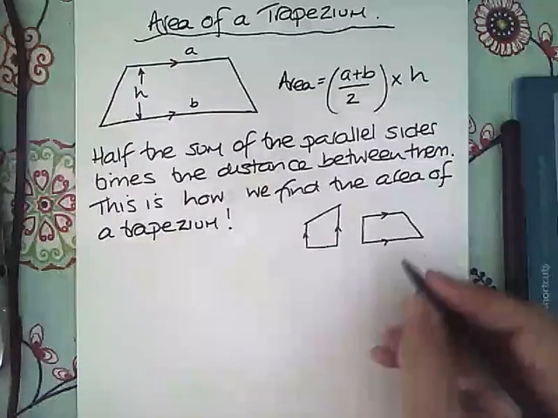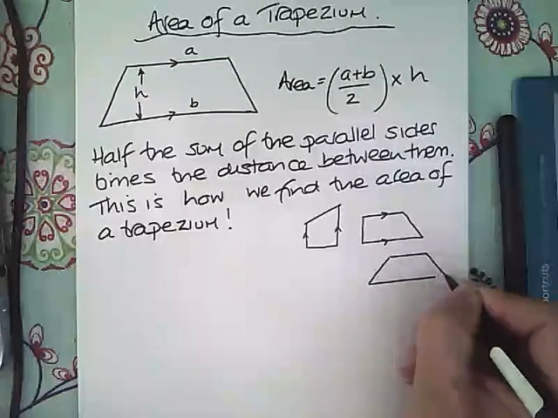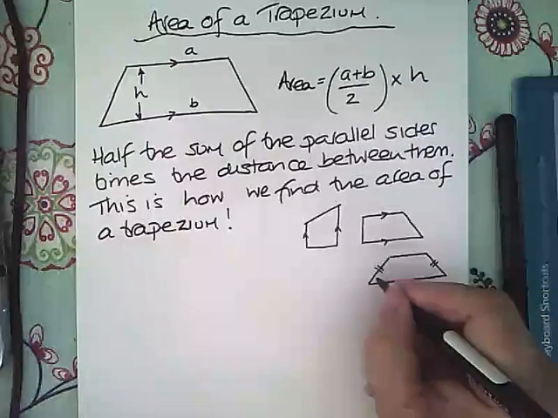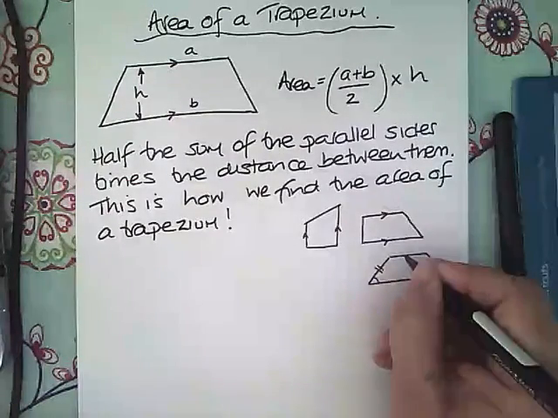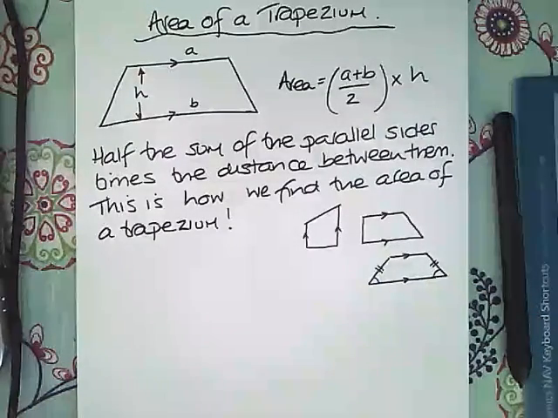Sometimes you could have an isosceles trapezium, and that looks like this. And that means that this is the same distance, this is the same distance, and these base angles are the same. And that's what makes that an isosceles trapezium, a bit like an isosceles triangle.